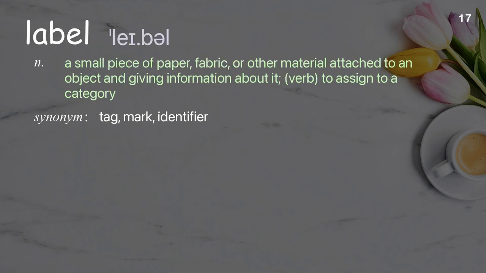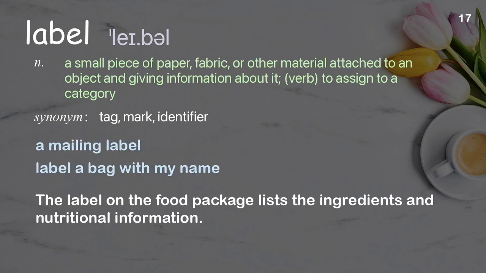Label. A small piece of paper, fabric, or other material attached to an object and giving information about it. Verb: to assign to a category. Examples: A mailing label, label a bag with my name. The label on the food package lists the ingredients and nutritional information.